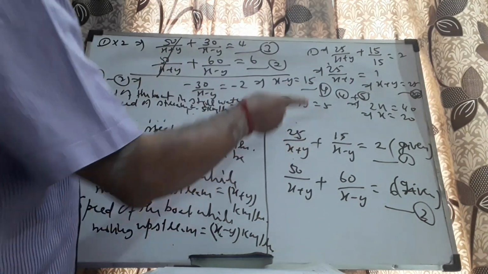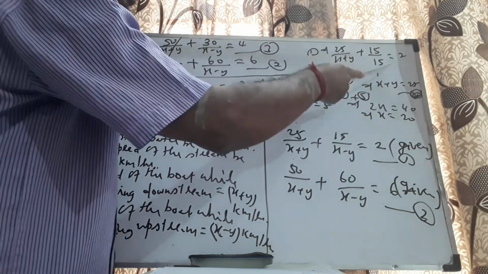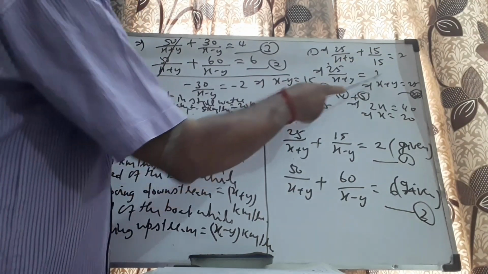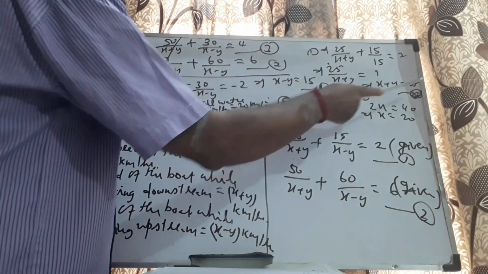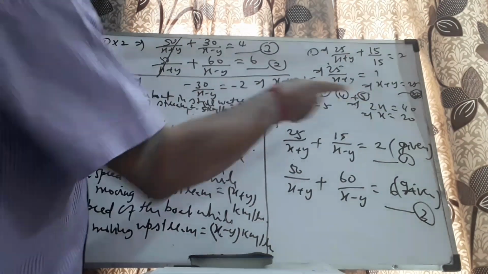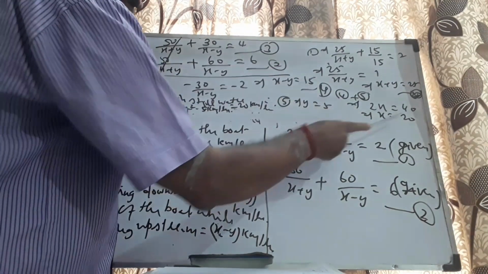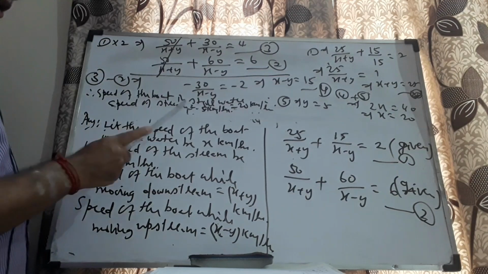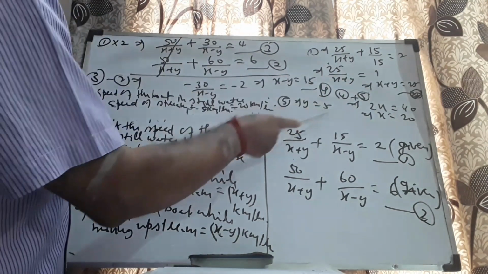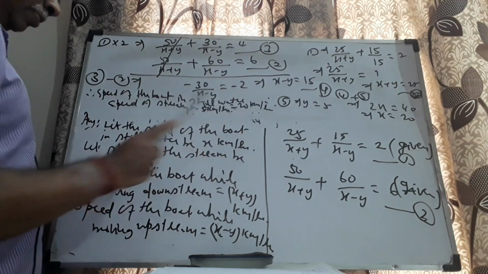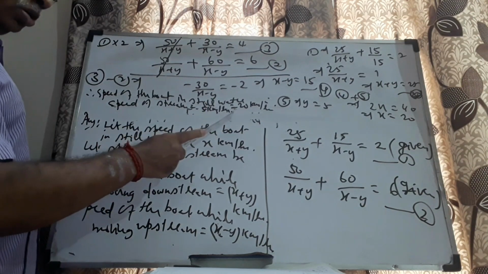Go back to equation 1. 25 by x plus y plus 15 by 15, x minus y is 15, is equal to 2. 25 by x plus y is 1. x plus y is 25. Equation 5. Therefore, add 4 and 5. 2x is equal to 40. x becomes 20. Therefore, from 5 I get y is 5. The speed of the boat in still water is 20 kilometers per hour. Speed of the stream is 5 kilometers per hour.